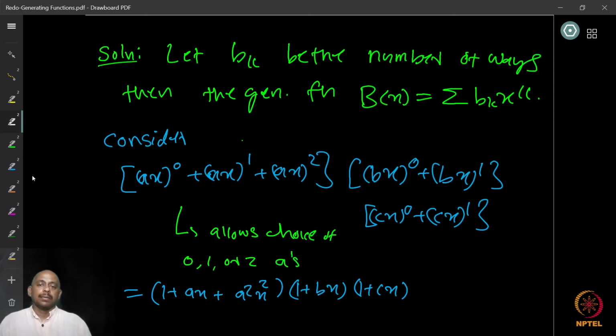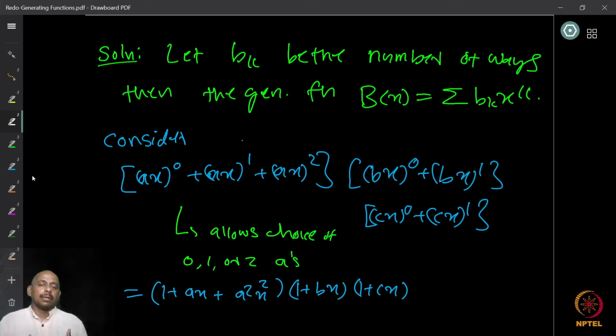If you look at the following, I want to choose A. So I'm going to look at the function (ax) raised to 0 plus (ax) raised to 1 plus (ax) square. Then I take the product with (bx) raised to 0 plus (bx) raised to 1, and then take the product with (cx) raised to 0 plus (cx) raised to 1.